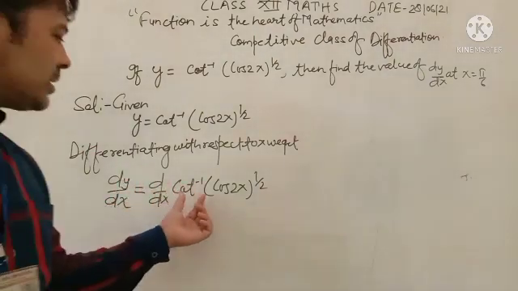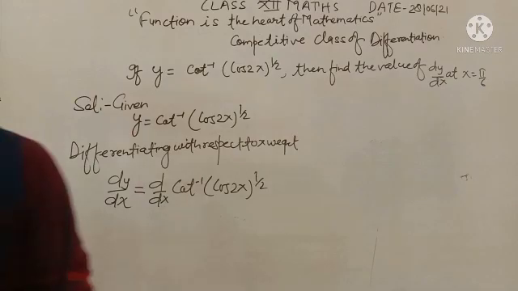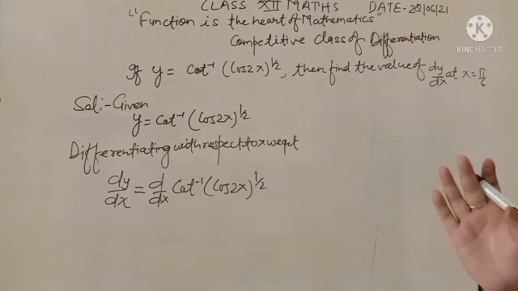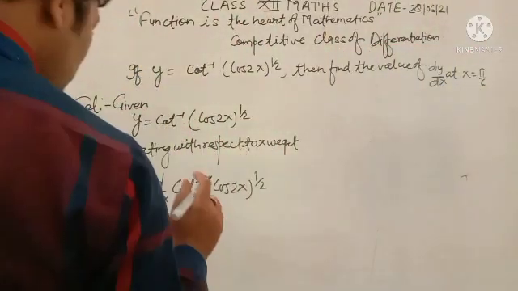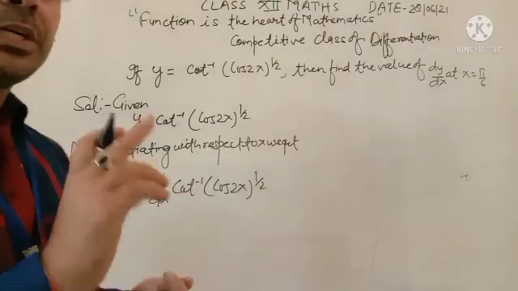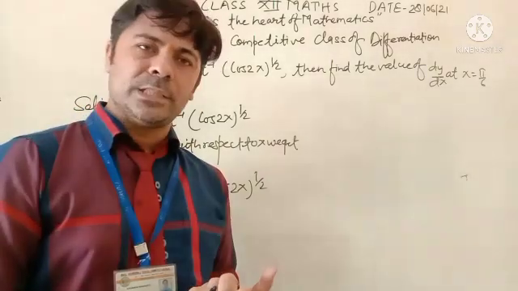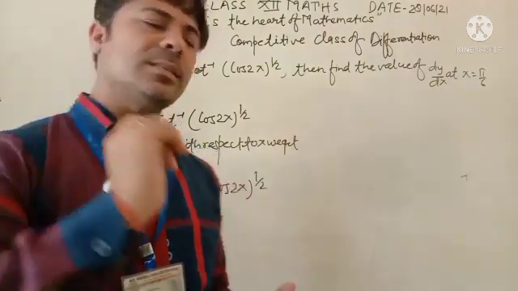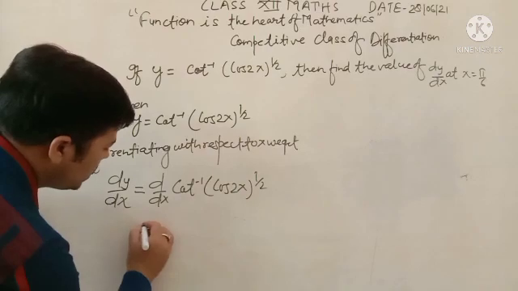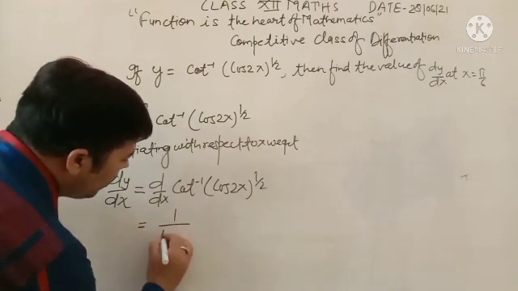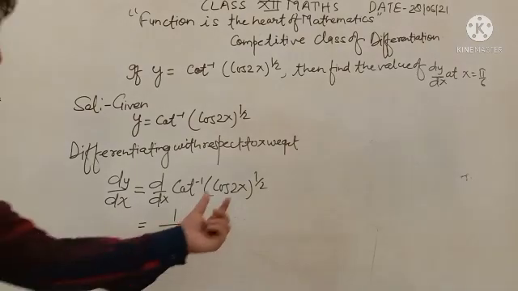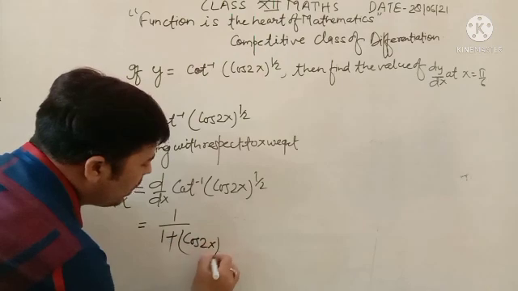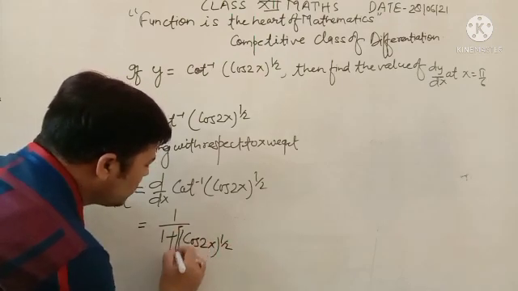You know that d by dx of cot inverse x is equal to minus 1 upon 1 plus x square. So firstly using this formula, you will get minus 1 upon 1 plus x square, where in place of x we have (cos 2x) to the power 1 upon 2, and its whole square.